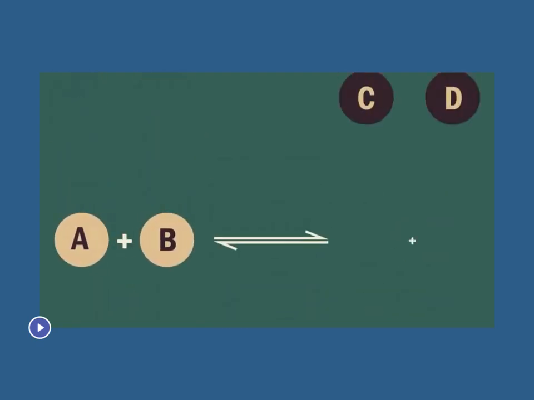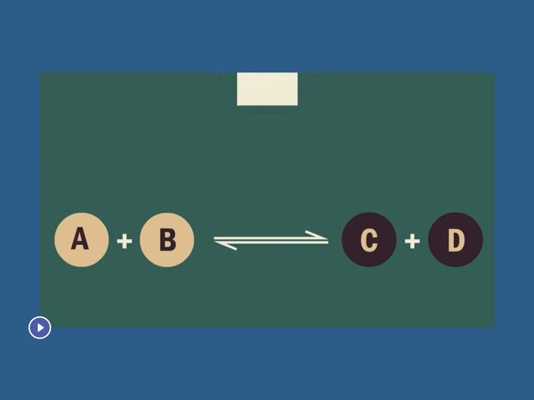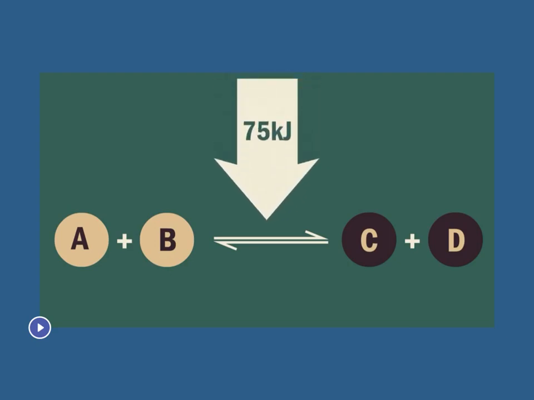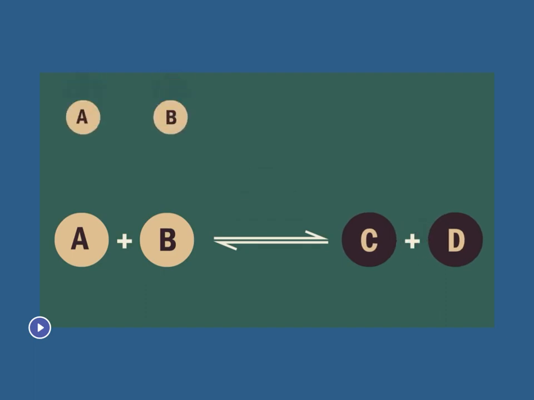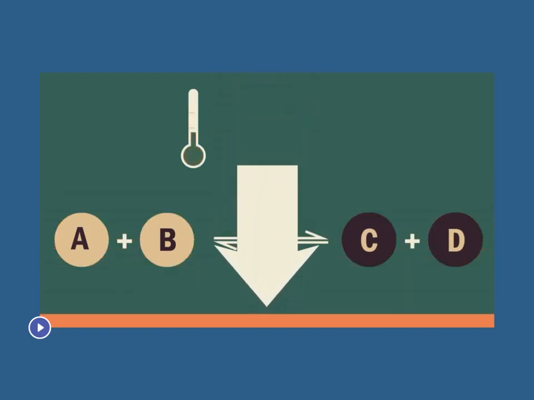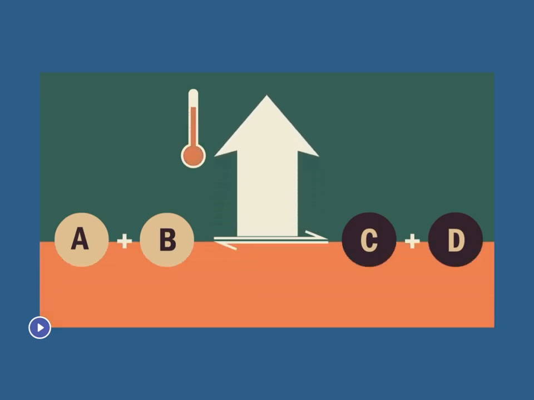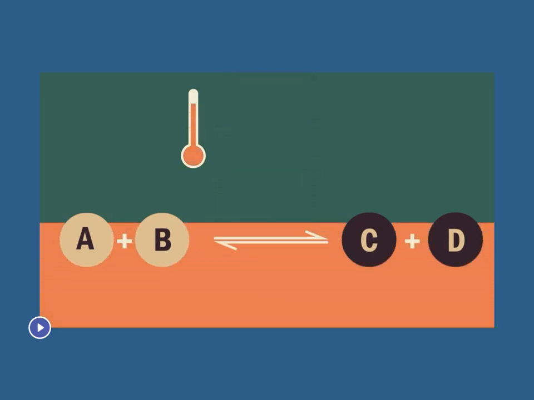This means that when the forward reaction occurs, 75 kilojoules of energy is released and 75 kilojoules is absorbed when the reverse reaction occurs. So an increase in temperature would mean that the endothermic reaction would be favored to remove the excess heat, therefore counteracting the imposed stress. Decreasing the temperature would cause the system to produce more energy, therefore the exothermic reaction would be favored.